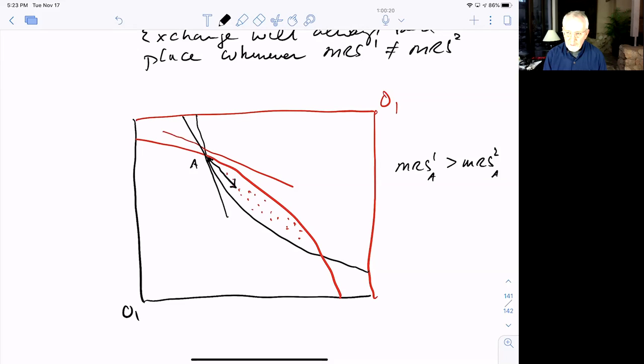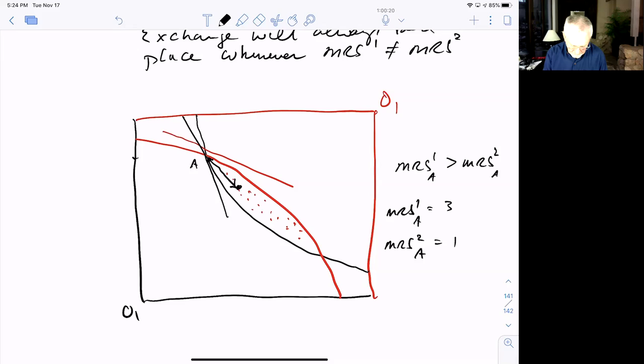We're going to find trades where the exchange rate of Y for X is somewhere between these marginal rates of substitution. So, suppose in this case, the marginal rate of substitution for 1 at point A was 3. The marginal rate of substitution for 2 at point A was 1. Well, in this particular case, 1 would be willing to pay up to 3 Ys. 2 would be willing to accept as little as 1 Y for an X. So they're going to find some middle ground there. Suppose it's 1 gives up 2 Ys for an X. So we move to this point.